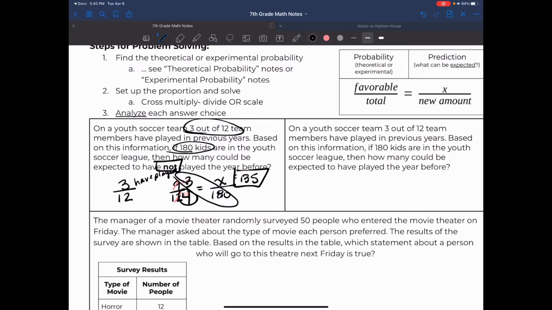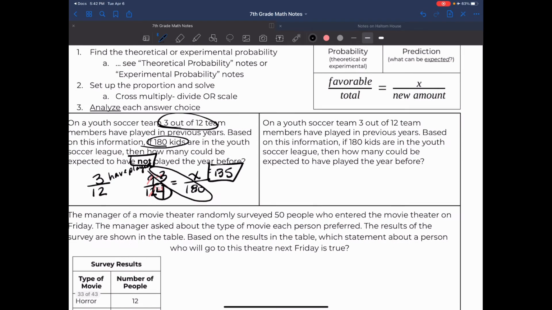Okay, try that exact same logic with this problem, which is honestly the same thing. So I kind of just want you guys to practice setting up your proportion, cross multiplying, and dividing.